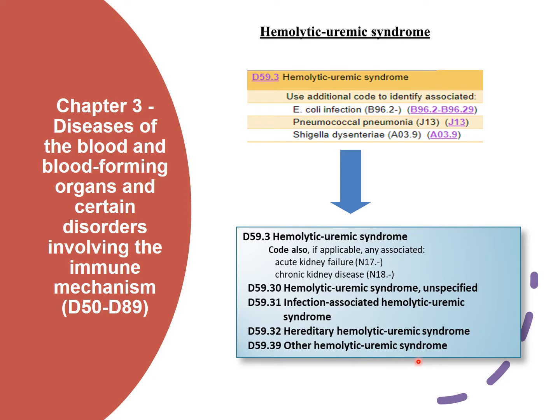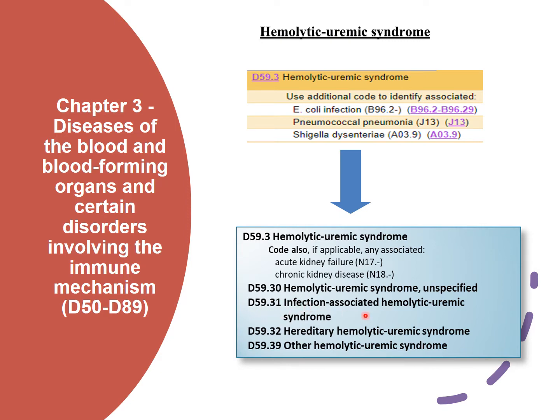Whenever you are coding D59.3, that is hemolytic uremic syndrome, if the patient has any associated acute kidney failure or chronic kidney disease, please report them additionally. Coming to the unspecified type, D59.30. When the type of the hemolytic uremic syndrome is not specified in the medical record, then assign D59.30. If it is passed from the parents to the children through genes, then assign D59.32 for hereditary hemolytic uremic syndrome.